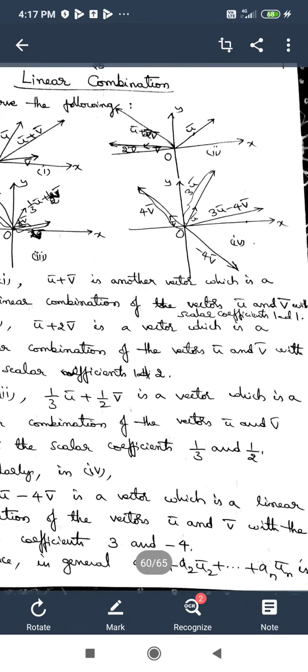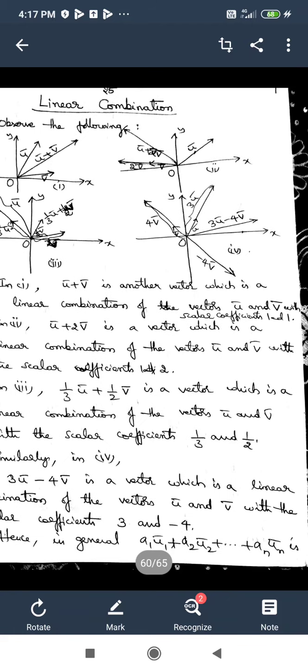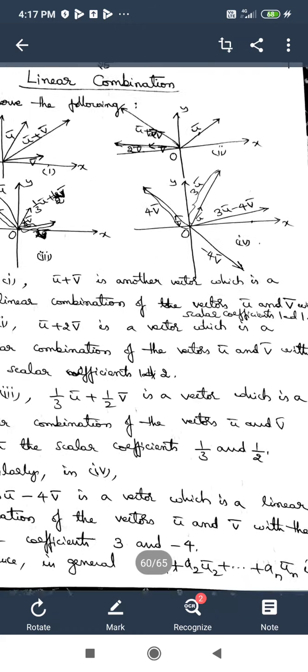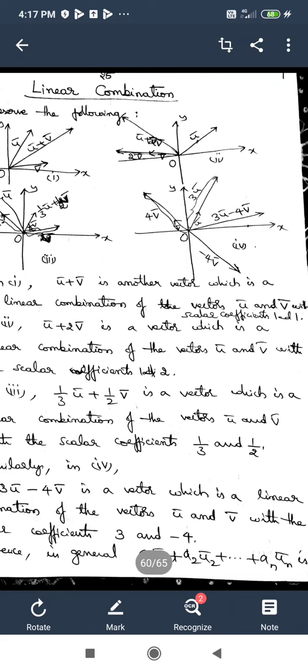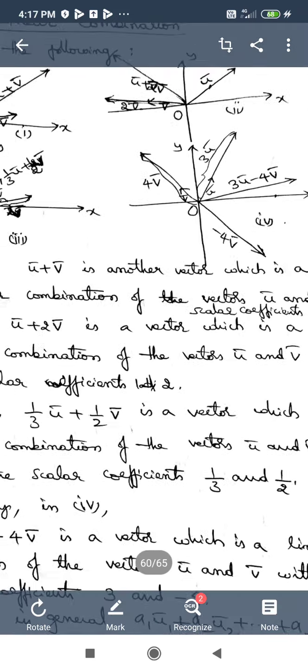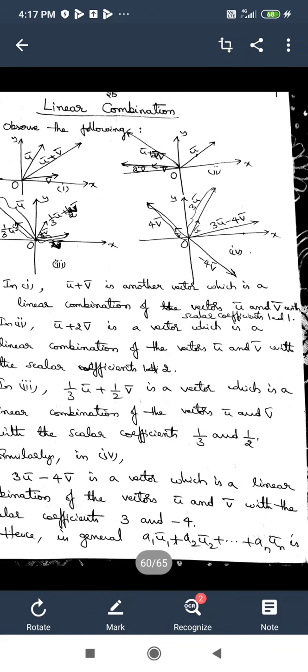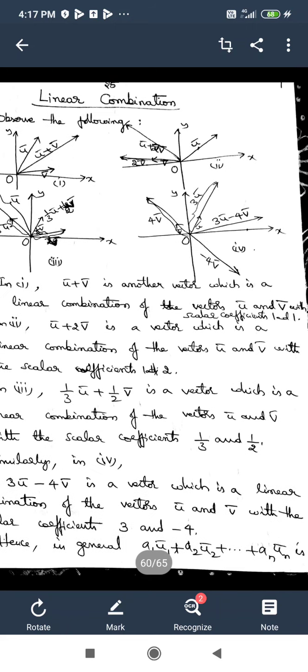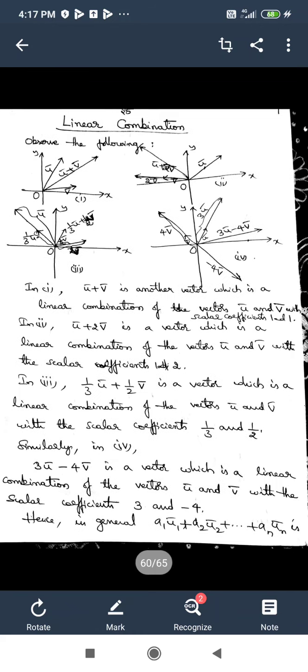So I am coining a new word for u bar plus v bar, that is linear combination, and I am saying that it is the linear combination of the vectors u bar and v bar in figure 1, and it is not a fixed thing. Linear combination may have different forms, and one of them is this u bar plus v bar, when the vectors considered are u bar and v bar.